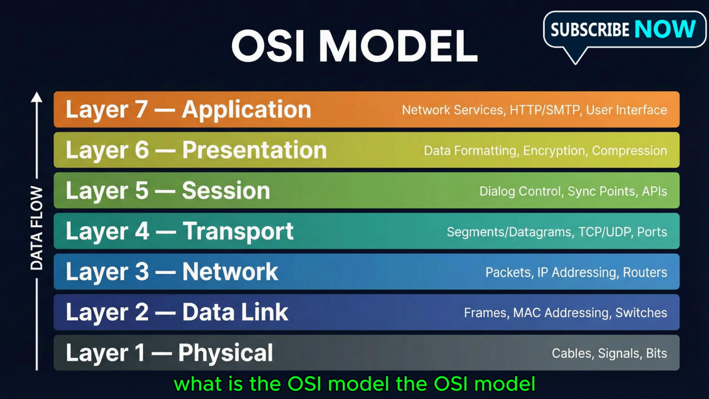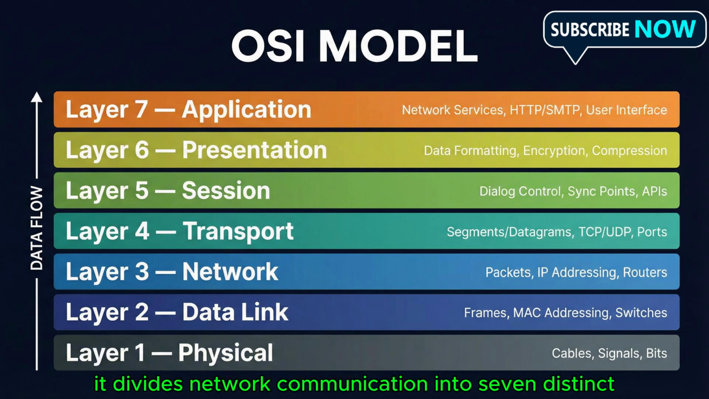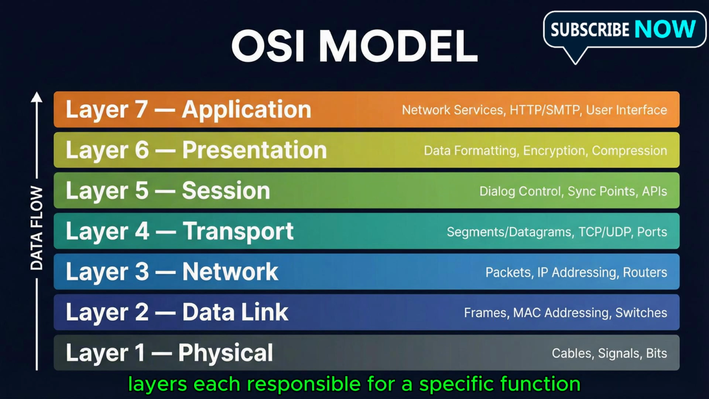What is the OSI model? The OSI model, Open Systems Interconnection Model, is a conceptual framework that describes how data is transmitted across a network. It divides network communication into 7 distinct layers, each responsible for a specific function.